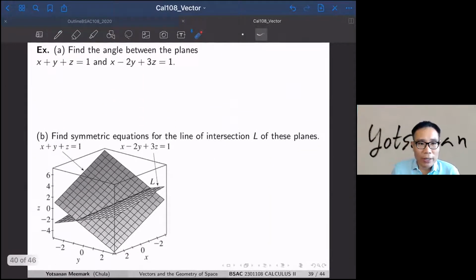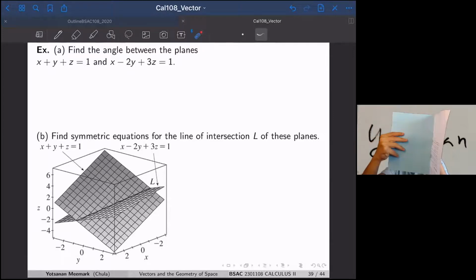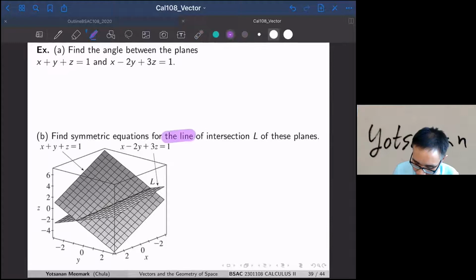Okay, finally, we'd like to have the two planes intersect each other. So you have two planes. This is my first plane, this is my second plane, and you're going to have the intersection. You see the intersection here. The intersection will give you a line. It turns out to give you a line L that you can see from this picture. This will be the line of intersection.